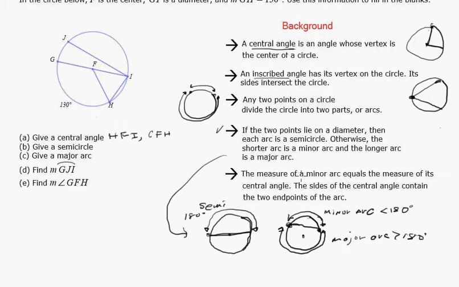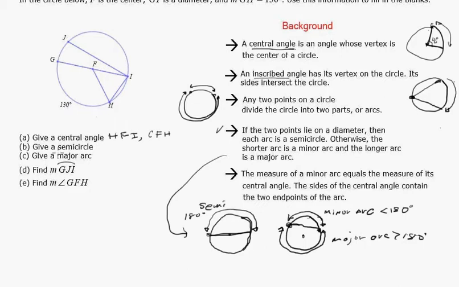And then finally, the measure of a minor arc equals the measure of its central angle. So here's a minor arc right here, but we don't know the center, so we need some other rule for this. But if we knew this was 45 degrees, then the arc would also be 45 degrees. Okay, so I've talked through all that.